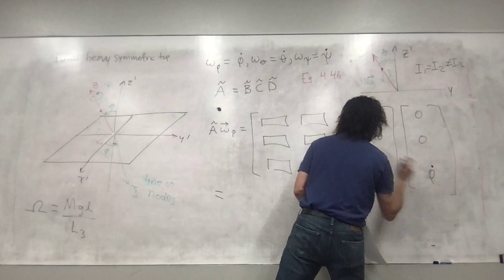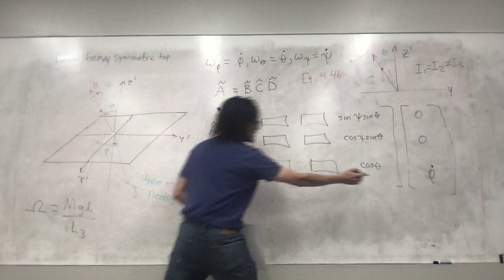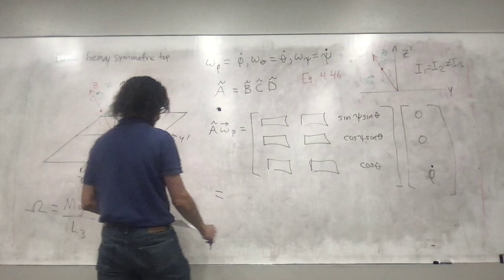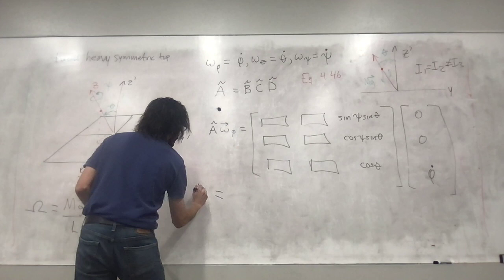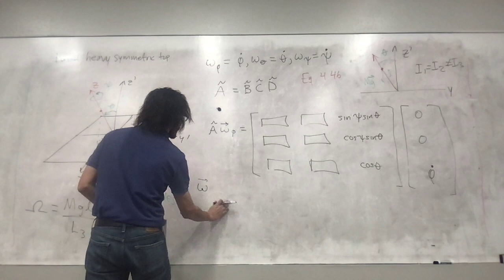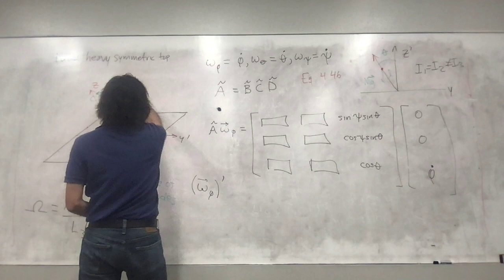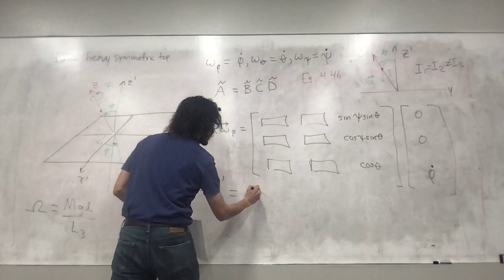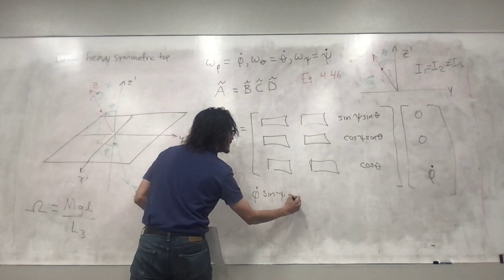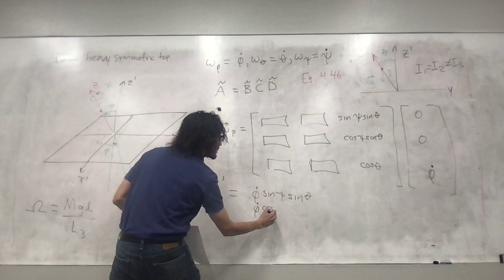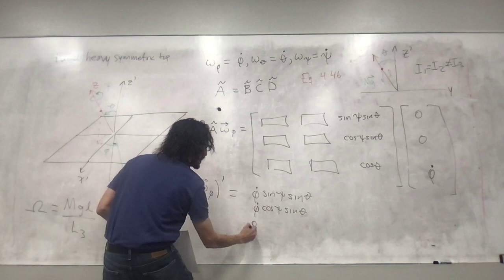Okay, so then it's just phi dot times this one. It's a vector. So this one is omega phi, but in the prime axis, so the system axis, and it's going to be phi dot sine psi sine theta, phi dot cosine psi sine theta, and phi dot cosine theta. Okay.